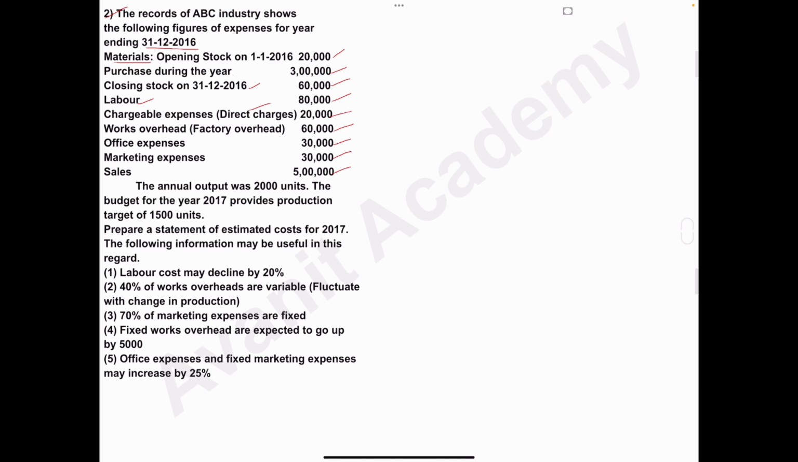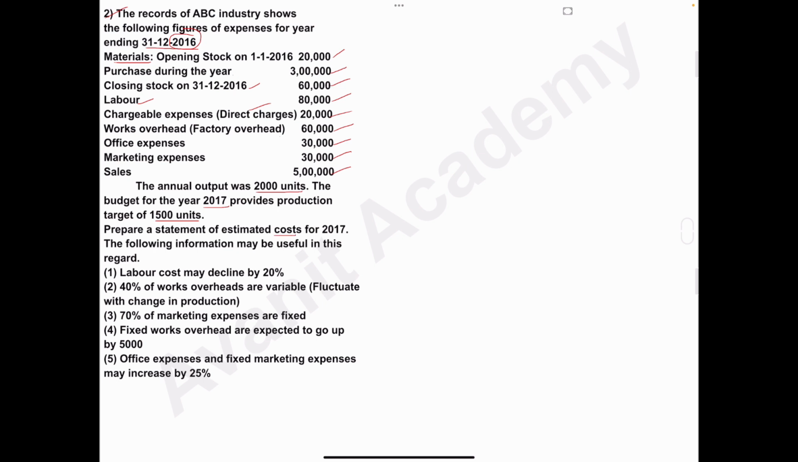The annual output was 2,000 units. During this period, 2016, they have produced 2,000 units. The budget for the year 2017 provides a production target of 1,500 units. In 2016 they produced 2,000 units and in 2017 they are planning to produce 1,500 units. Prepare a statement of estimated cost for 2017.